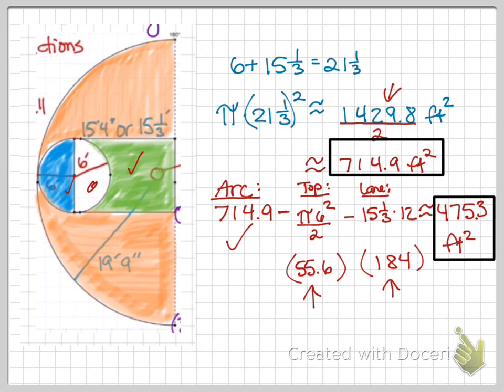So that gives me 714 9/10 minus 55 and 6/10 minus 184, and my final area is 475 and 3/10 square feet. That is the area in orange of the 3-point arc minus what's in the lane and minus what's in the free throw area.